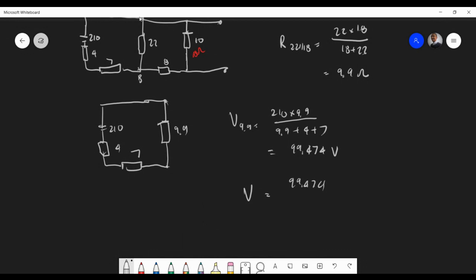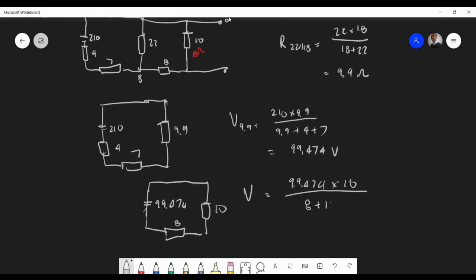So let me just resketch this part here. We've got a voltage of 99. Of course, it's not a battery. I'm just simulating a battery. Then we've got 10, and we've got 8. So I find the voltage across the 10 ohm because that'll be exactly the same voltage over here, the open circuit voltage. It's 10 over 8 plus 10. So this is the voltage over the 10, and that'll give us, let me just work that out for you.